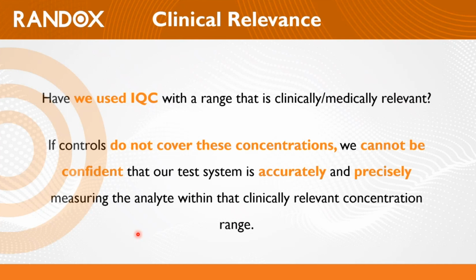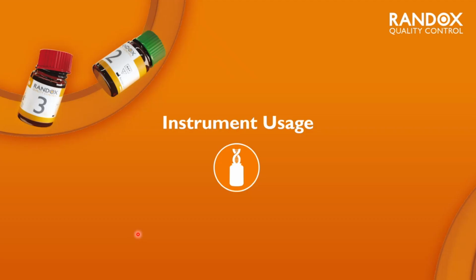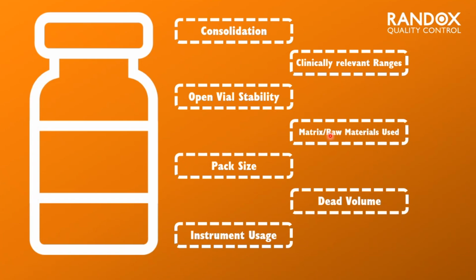Now, finally, I'll talk about more of a cost point of view and an efficiency point of view, why third-party controls are also good, because we'll talk about instrument usage now. Labs should be looking at all of these different aspects while they select the quality control most suitable for their lab. They should look at consolidation, clinically relevant ranges, open vial stability, the matrix and the raw materials that are used to make that third-party control, the pack size, the dead volumes, and also then instrument usage. This last point here is more of a first and third-party control point.